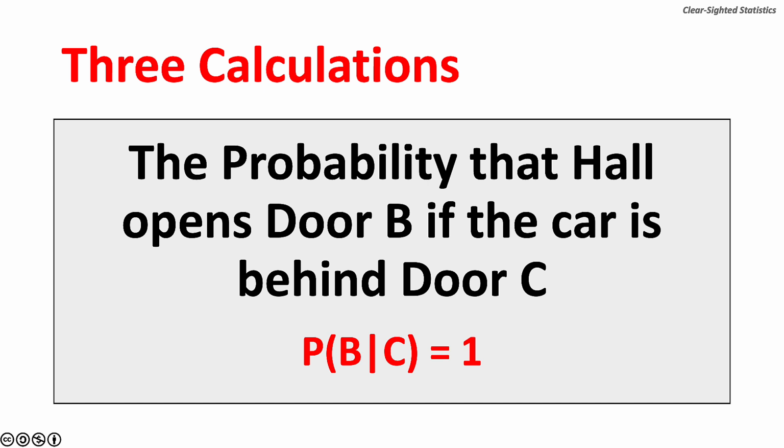3. The probability that Hall opens door B if the car is behind door C. Let's explain. He cannot open door A because that is the door the contestant selected. So if the car were behind door C, there is a 100% probability that he would open door B, which Hall knows has one of the two goats. We can now calculate the posterior probability of the goat being behind door C.